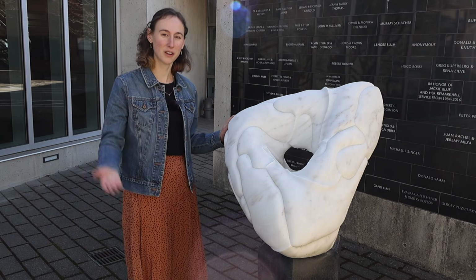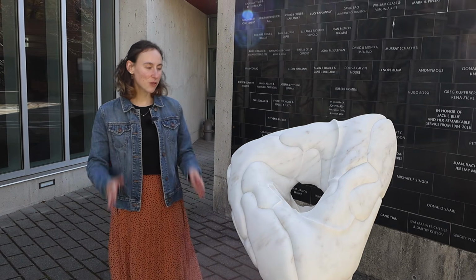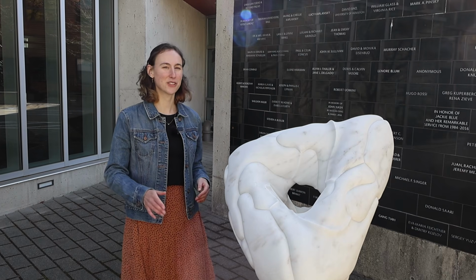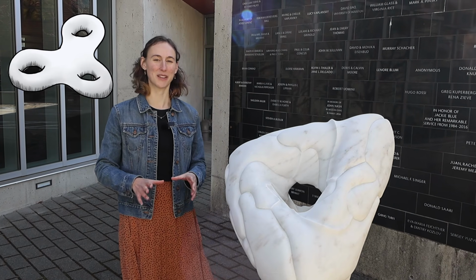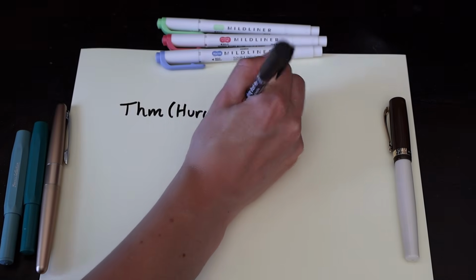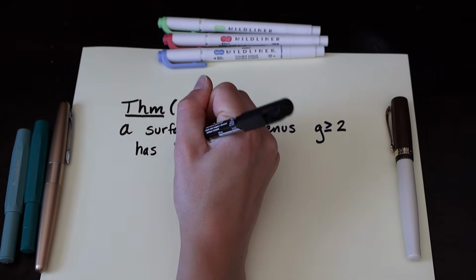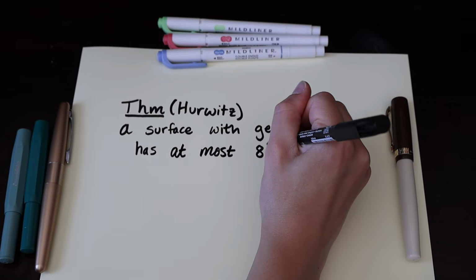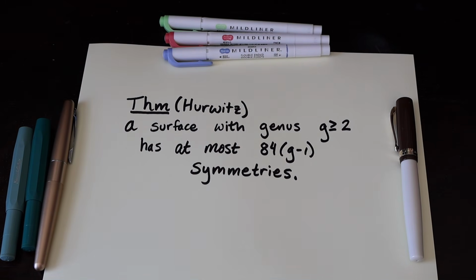And Bill has a really nice article about the sculpture at the time of its inauguration. So the Klein Quartic is the maximally symmetric genus 3 surface. So it's a surface with 3 donut holes, and it has the most amount of symmetries possible. And the Klein Quartic is an example of a beautiful theorem by Hurwitz, which says that a surface with genus G bigger than or equal to 2 has at most 84 times G minus 1 symmetries. And the Klein Quartic has exactly this number.